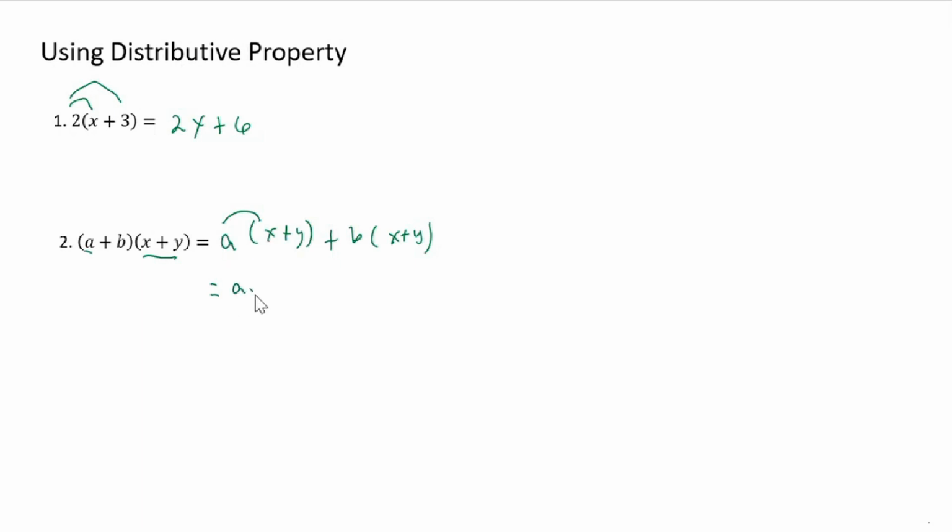So I can use that one now. A times X, we have AX. And A times Y, we have plus AY plus, this one is B times X is BX. And B times Y, we have plus BY. And then rearranging this one in such a way, I will write x first. We have now AX plus BX plus AY plus BY. Okay, so what I did here is that I just rearrange the result.